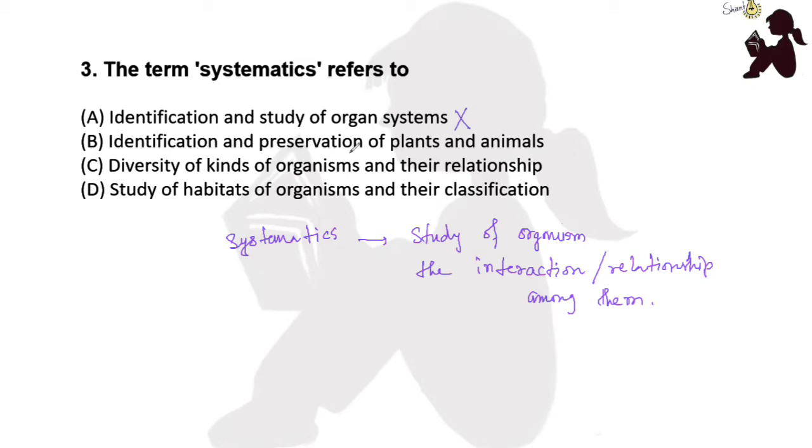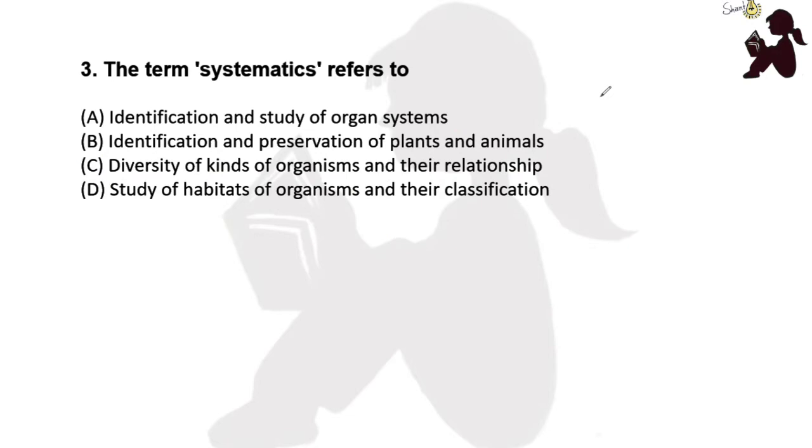Then identification and preservation of plants and animals, this is not systematics, so this is also wrong. Then C is diversity of kinds of organisms and their relationship, so this is the correct option. Study of habitats of organisms and their classification is also not true because the interaction part is missing. So the correct answer is option C. Now let's move forward to the next question.